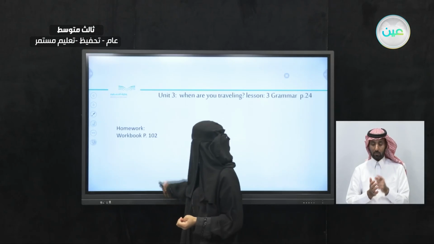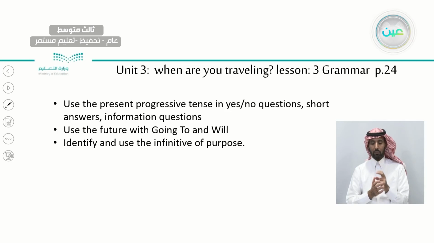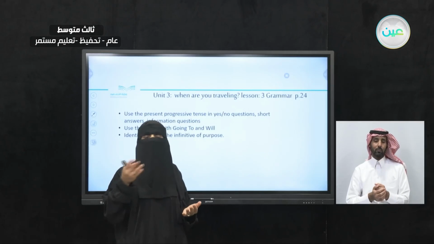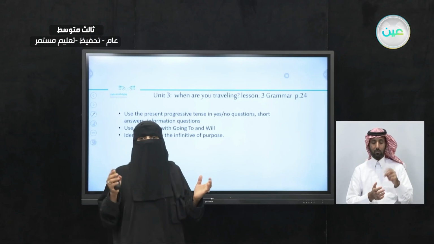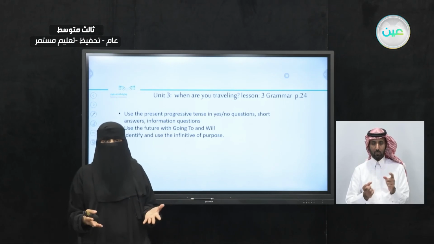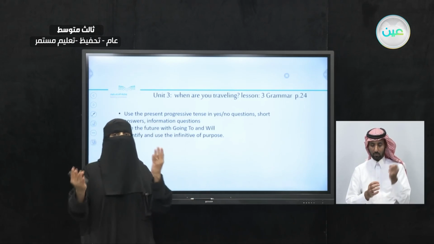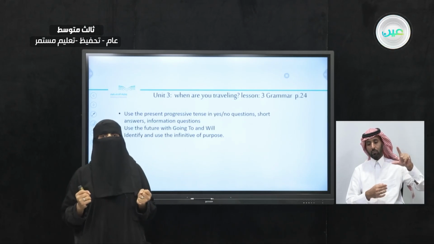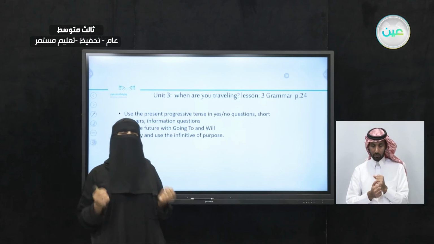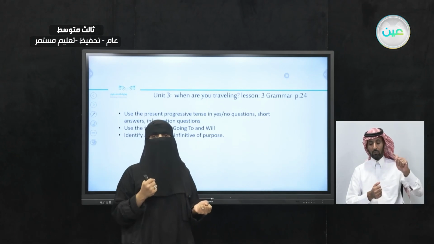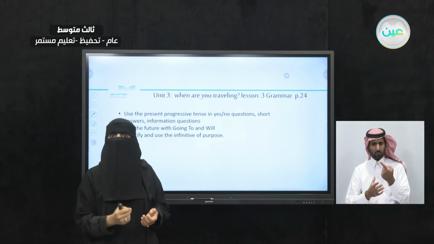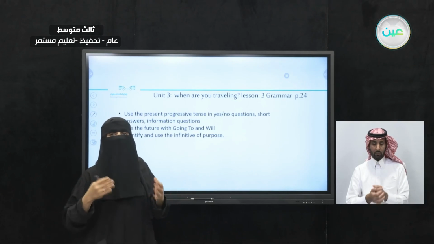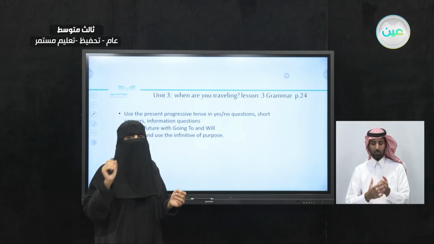Your homework is going to be page 102, okay? What we have covered today: we covered the present progressive. How do you form it? Using information questions, yes/no questions, short answers, the negatives and the positive sentences. Also, we learned to differentiate between the present progressive and will when we speak about the future. Also, we learned the infinitive of purpose. When I ask you a question, why are you leaving now? To check something, to buy some food. So you answer with the purpose. We call it infinitive of purpose.